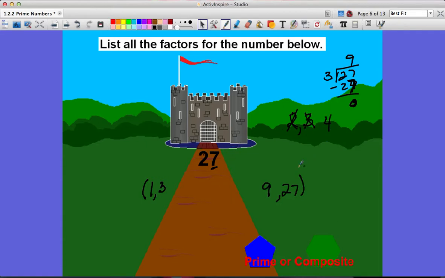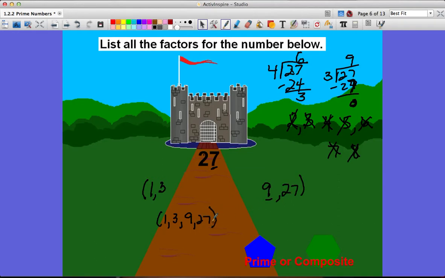Okay, so then I try 4. 27 is not divisible by 4. Because I know if I do times 6, that gives me 24. So that doesn't work. It doesn't end in a 5 or a 0, so 5 doesn't work. It is not divisible by 6 because the closest we can get with a 6 is 24. It is not divisible by 7. It is not divisible by 8. And I already used 9. So the factors of 27 are 1, 3, 9, and 27.